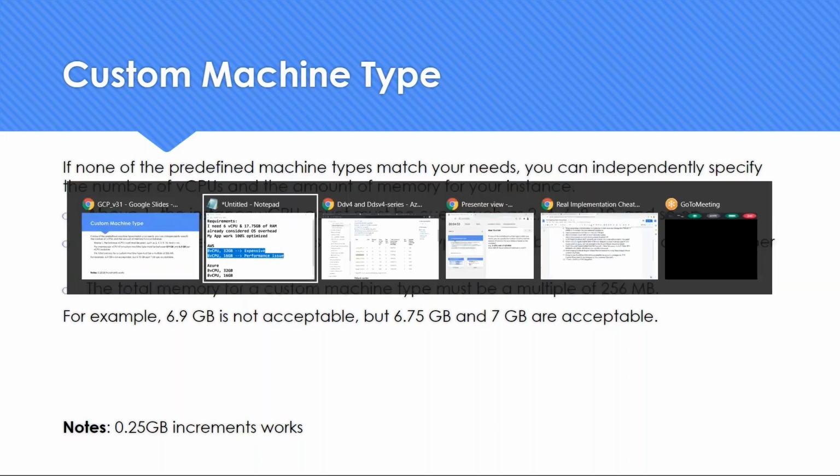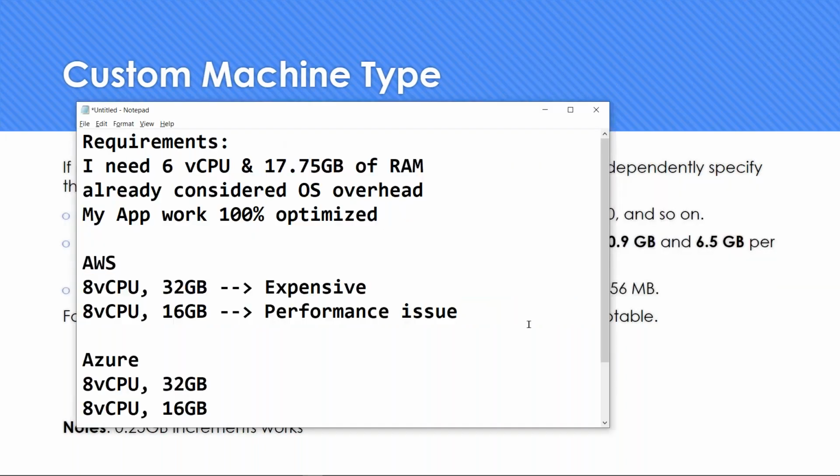So that was the reason I was very easily able to give a number like this. 6, it's an even number, and 17.5 I can have, 17.25 I can have, but I cannot have 17.30. This kind of stuff is not possible. It should be a 0.25 GB increment.